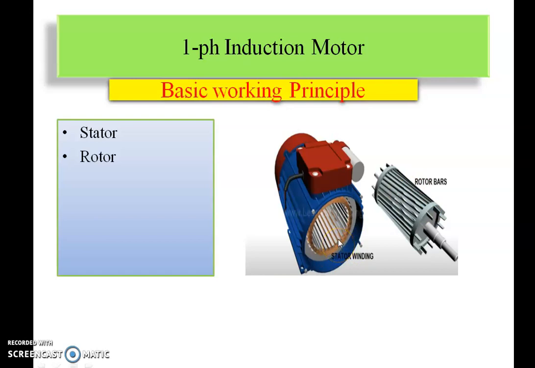Here we give a single phase AC supply through the terminal box. Now the current will start to flow through the single phase induction motor, and a flux will be produced. This flux is of AC nature, alternating current nature. This alternating flux will link up with the rotor bars.